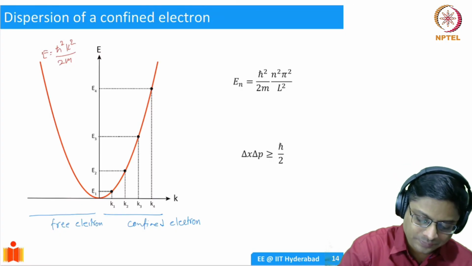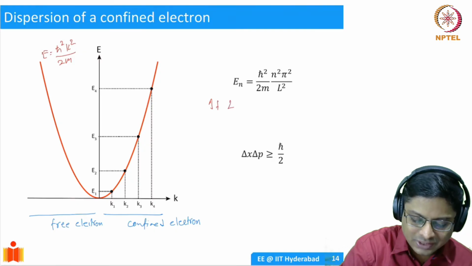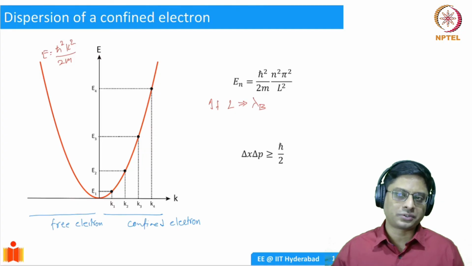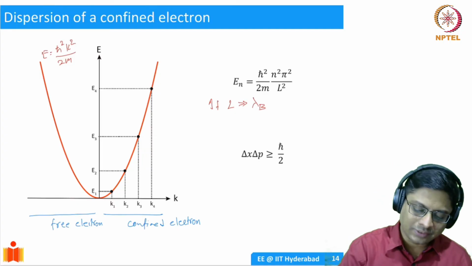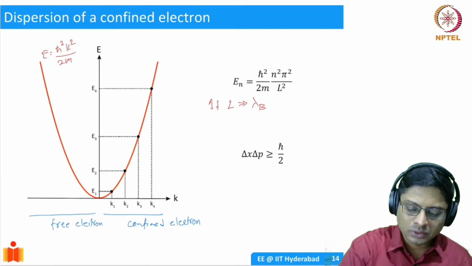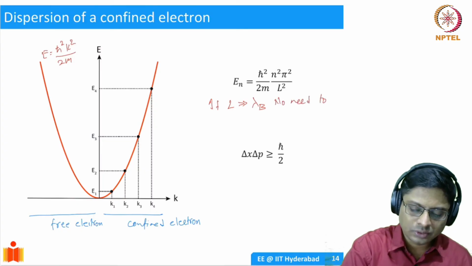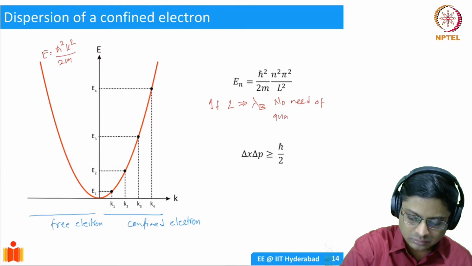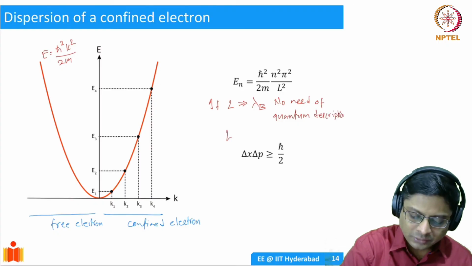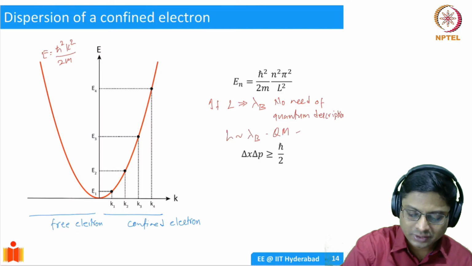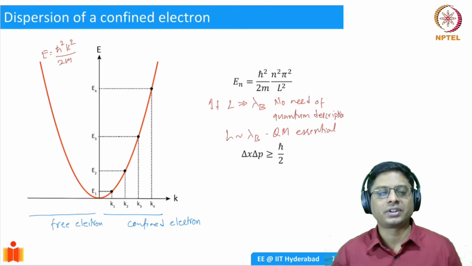If L is much greater than lambda b, let's say de Broglie wavelength. If you're trying to talk of current conduction, you have to take the electron de Broglie wavelength. So L is greater than lambda b, then no need of quantum description. If L is of the order of lambda b, then quantum description is essential. QM essential. Quantum mechanics is essential.